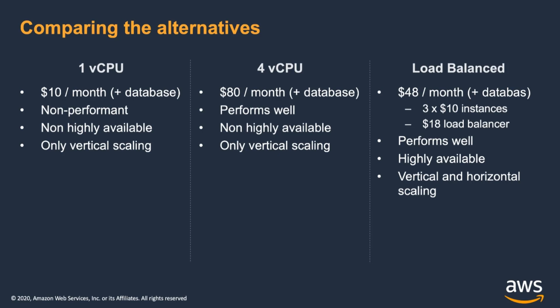And that's because you're using 3 instances and they're $10 each. So $30 for your instances, and then your load balancer costs you $18 a month. So you go from $10 to $48, which is non-trivial. It's almost a 5 times increase, but you get high performance and you're highly available now.